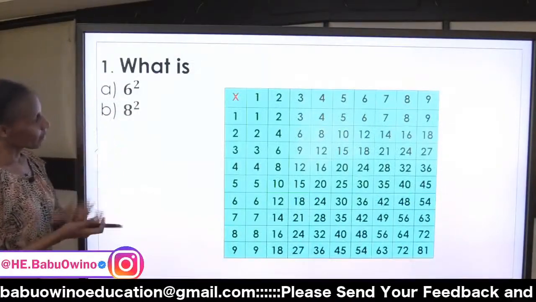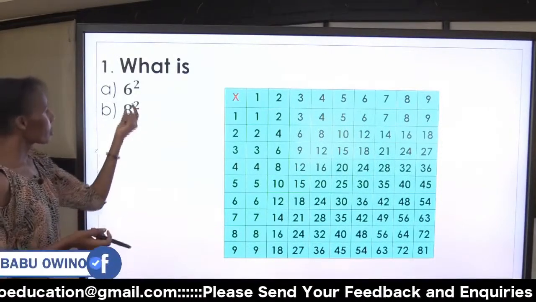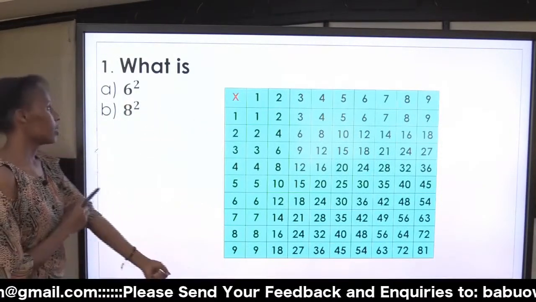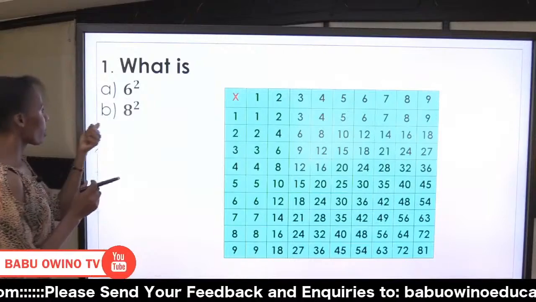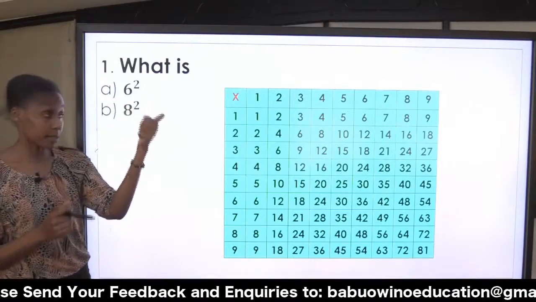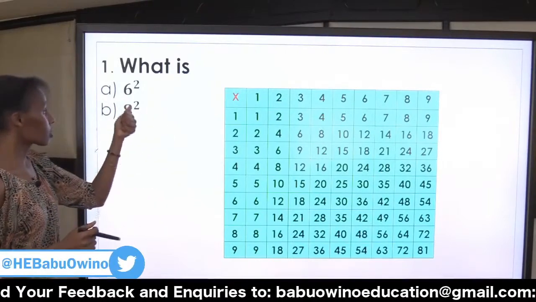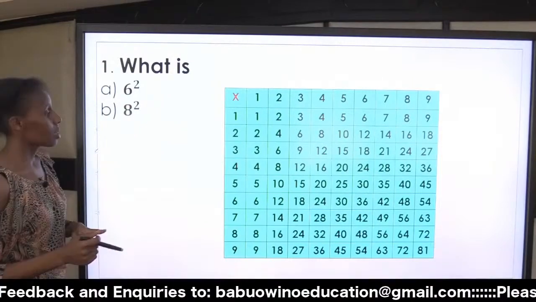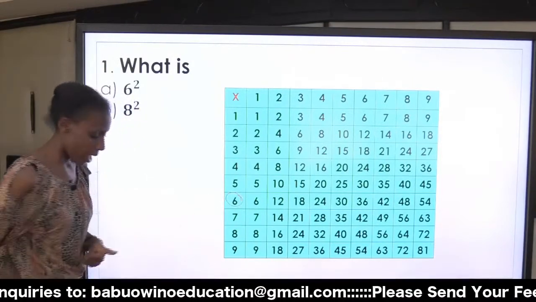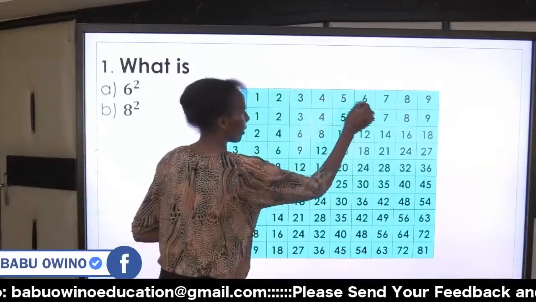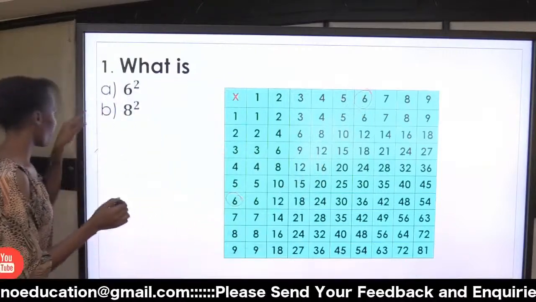So, we have a question here. What is 6 squared? All right. So, the first thing we have to do is to interpret that statement. 6 squared means 6 multiplied by 6. Therefore, I'll be dealing with this number and this number.